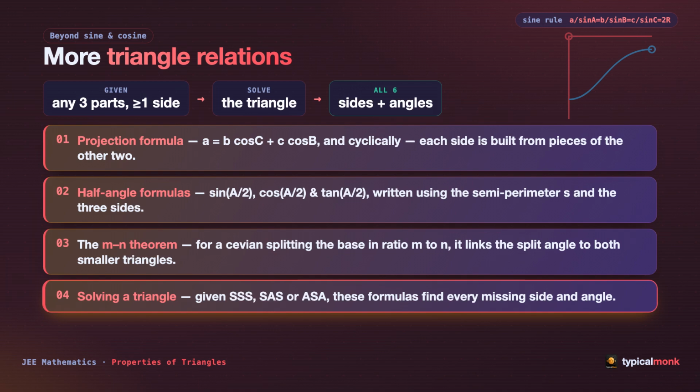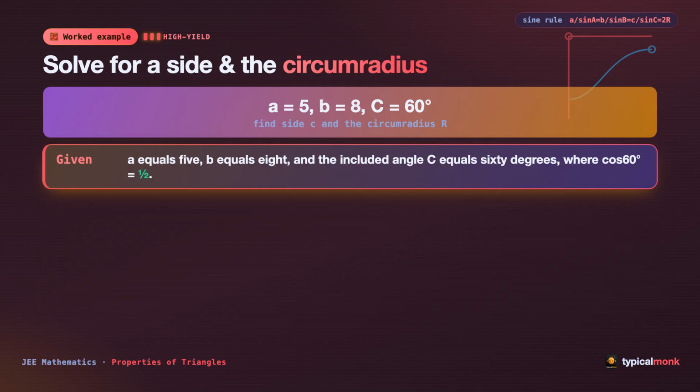And fourth, the whole point of solving a triangle, given any 3 parts, so long as one of them is a side. These formulas together can find the other 3 every single time. Now let us solve a full problem together, slowly, the monk's way. In a triangle, side a is 5, side b is 8, and the angle between them, angle C, is 60 degrees. Find side c and find the circumradius R. Step 1. Write down what is given.